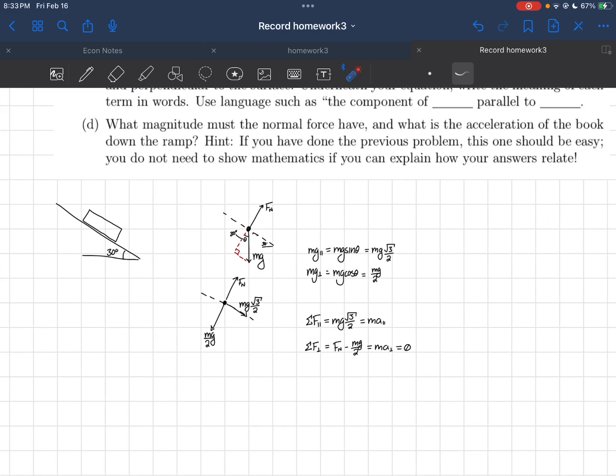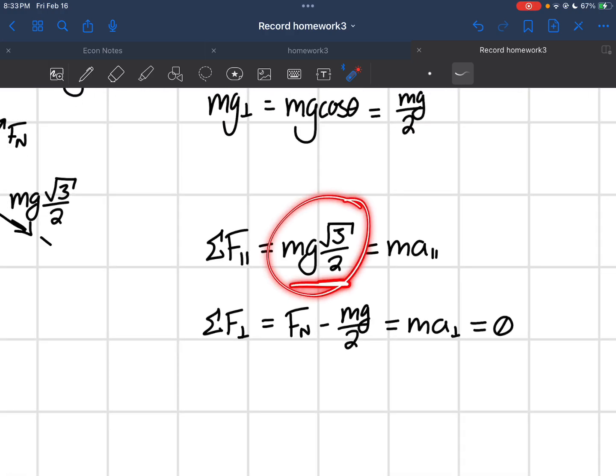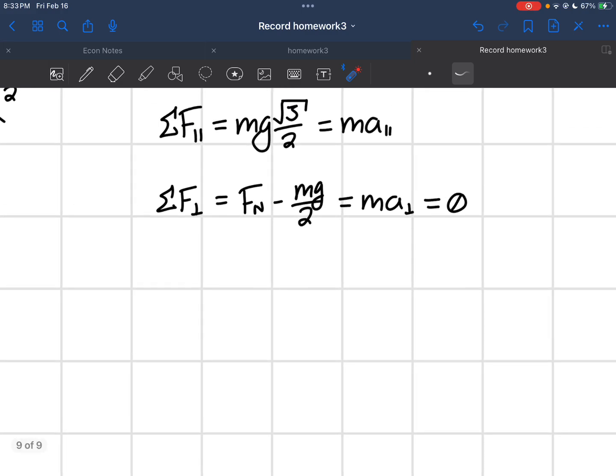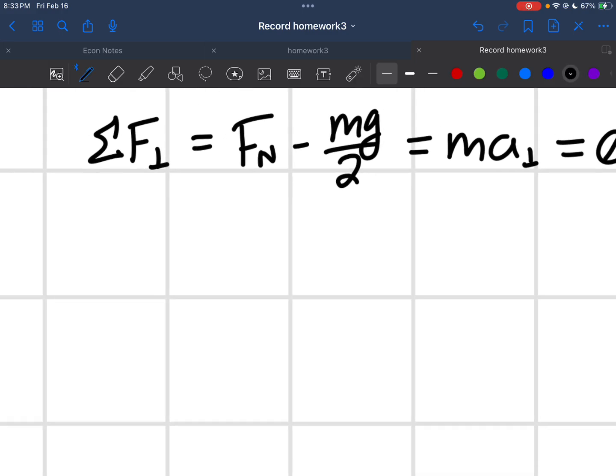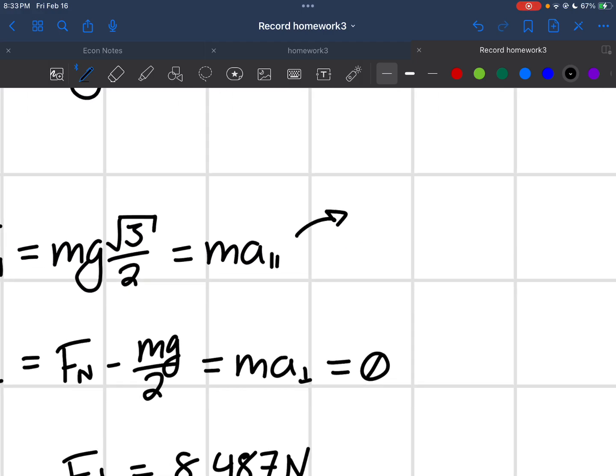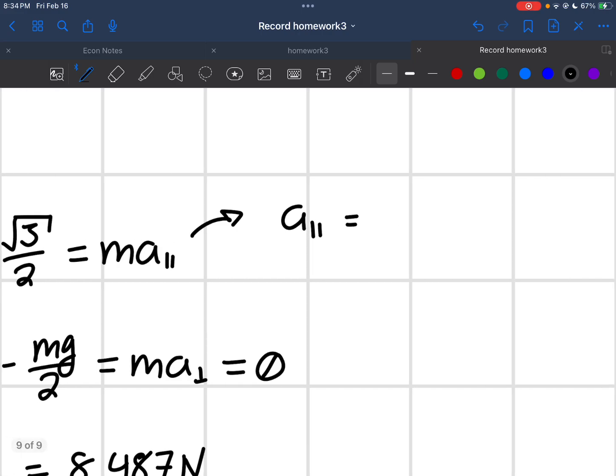And again, like we said, this is the same setup that we had for the previous problem. The component of that gravity force, or that external force, that is parallel to the surface. The component of the gravity force that is perpendicular to the surface. So if I were solving for my normal force, I'm going to get the same answer that I did before. I'm going to get my 8.487 newtons. And when I solve for my acceleration, I'm going to get exactly what I did before. I'm going to get my 4.9 meters per second squared.